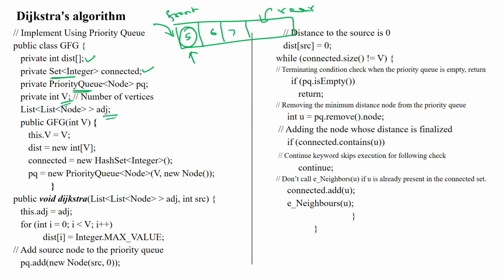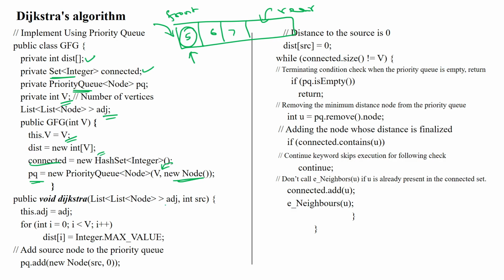Here we are taking the adjacency list to know the adjacent vertices of a given vertex. So here we are assigning values to all the variables declared here, and the priority queue is also created with the number of vertices, with the new node. New node has two fields: one is the node field and another one is the cost field.